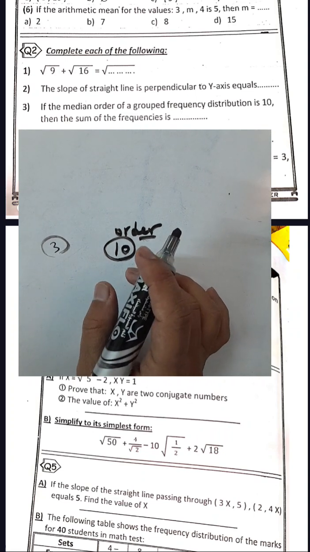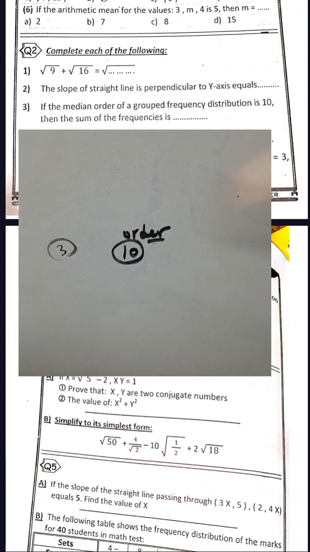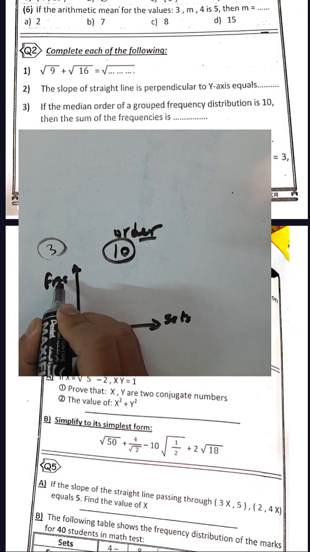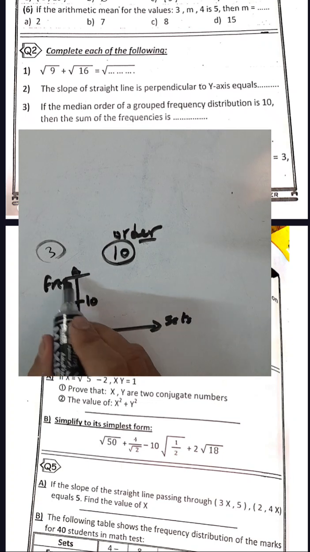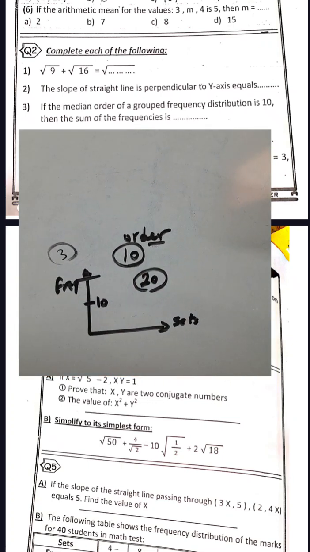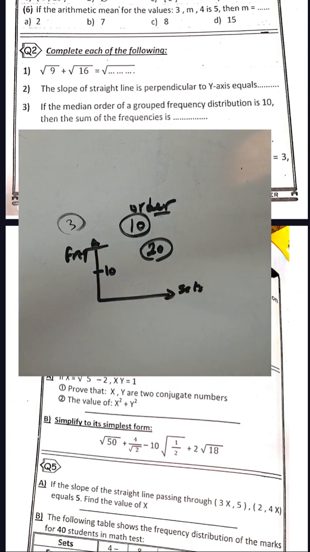We can find the median here from the ordered grouped frequency. We have sets and frequency here, and the median here was 10. Then the sum of all values will be 10 times 2, it will be 20. Then the sum of the frequency here will be 20, okay?